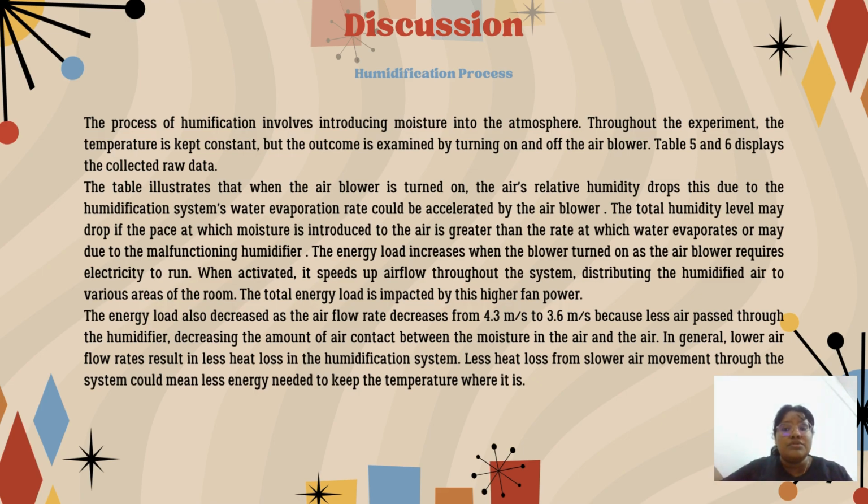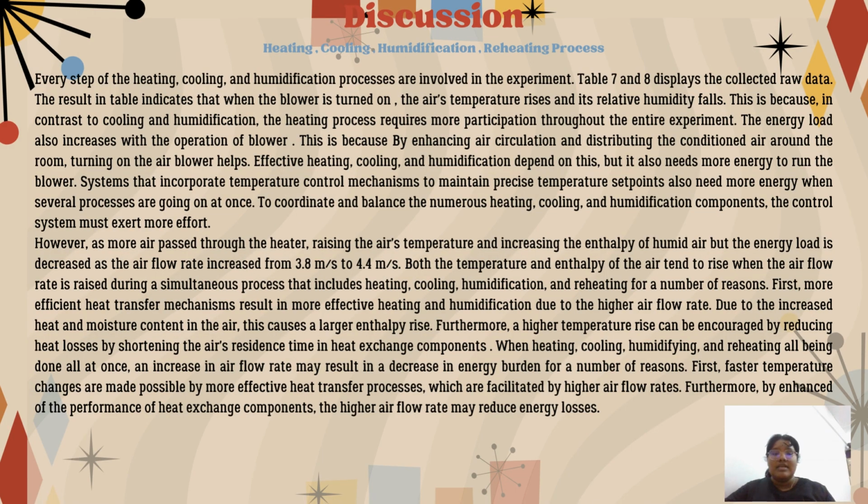The energy load also decreases as the airflow rate decreases from 4.3 meters per second to 3.6 meters per second because less air passes through the humidifier, decreasing the amount of contact between the moisture and the air. In general, a lower airflow rate results in less heat loss in the humidification system. Less heat loss from slower air movement through the system could mean less energy needed to keep the temperature where it is. Let's go to the last part.